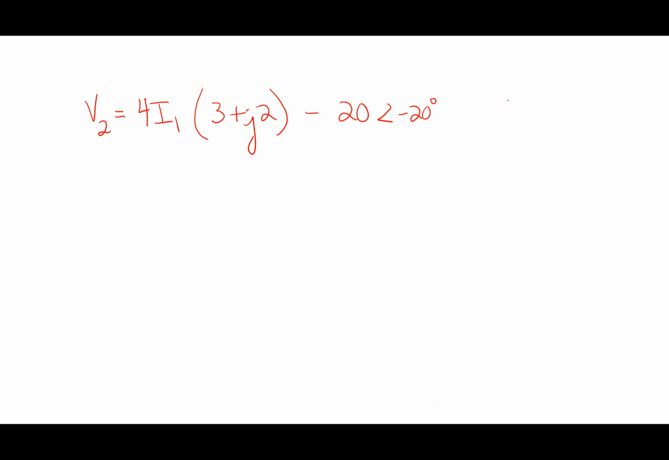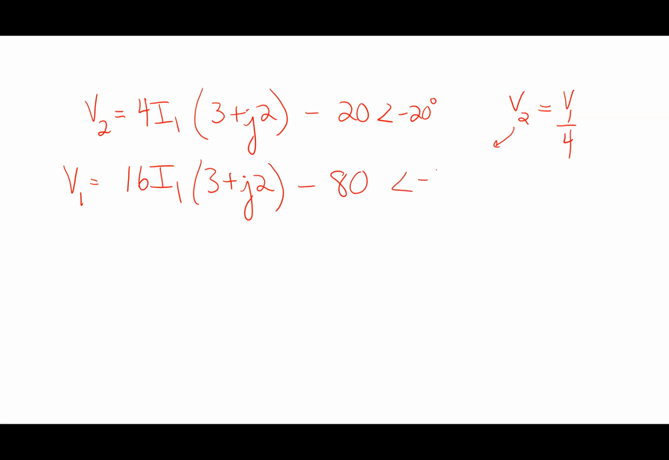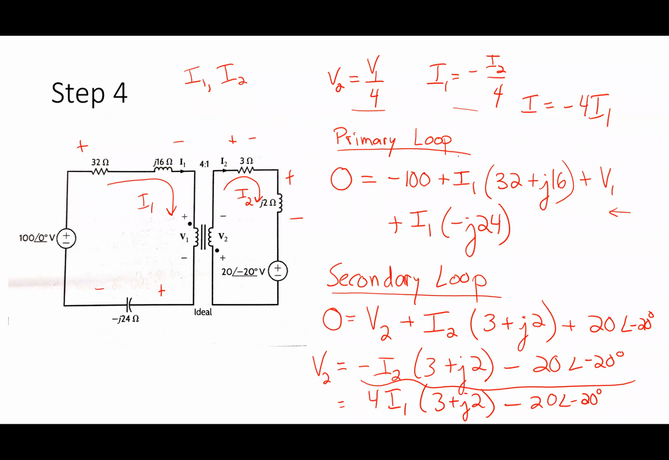Okay. This is my V2. I know that V2 is equal to V1 over 4, right? So how can I use that here? Well, V1 is equal to what? How can I combine these? Yep, 4 times that. So it would become 16I1 times 3 plus J2 minus 80 angle negative 20. All right. Now that's one equation, and this is one equation up here.